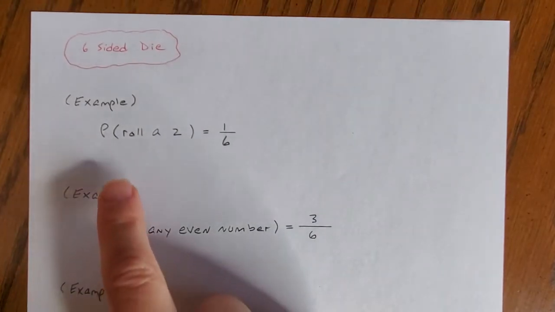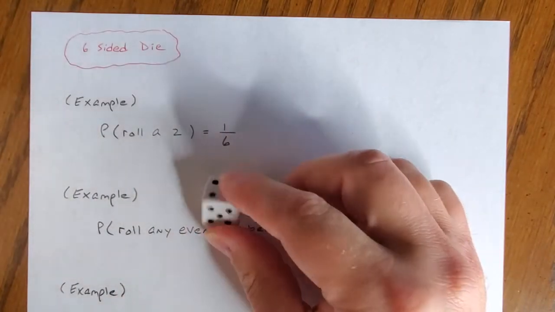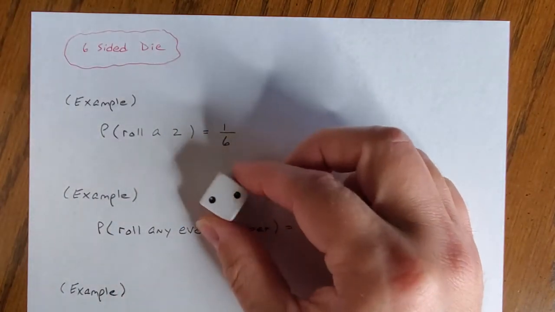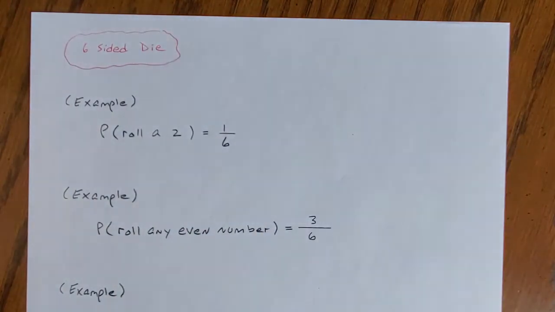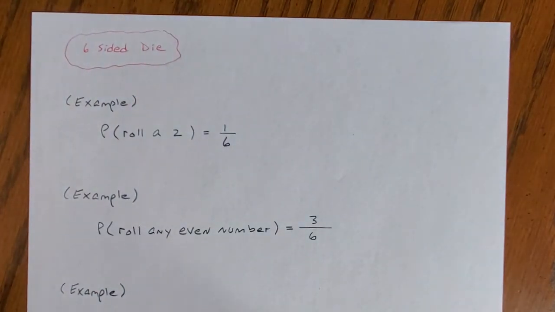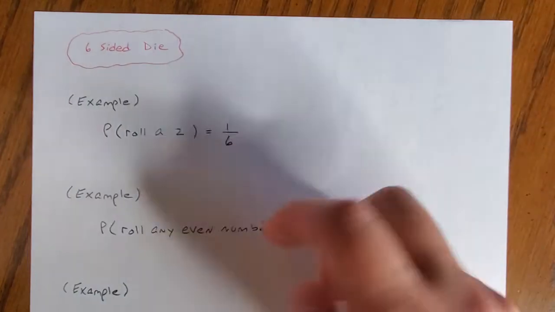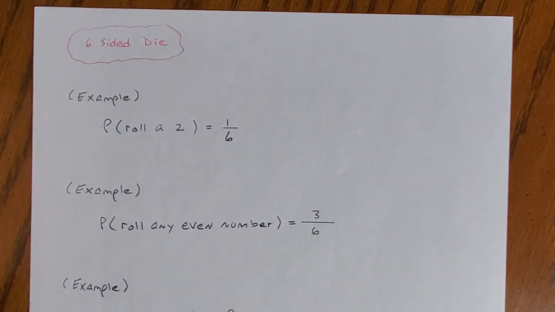Okay, so what's the probability that you roll a 2? Well, there's only one way that you can roll a 2, so 1. But what's the bottom number supposed to be? The total number of outcomes, the total number of possibilities. Well, there's 6 sides of this die, so there's 6 possibilities. So that'd be 1 out of 6.